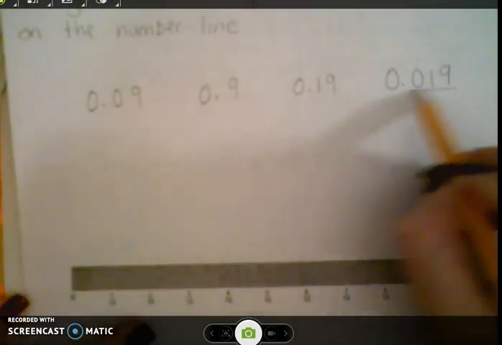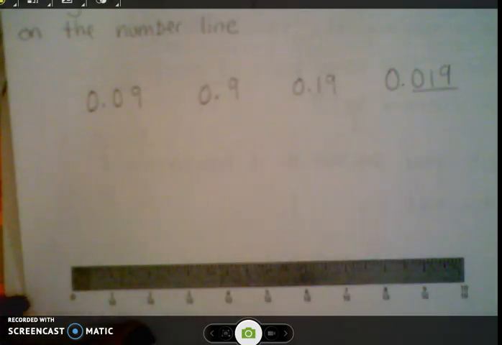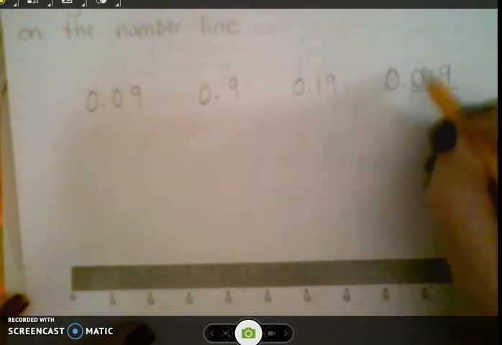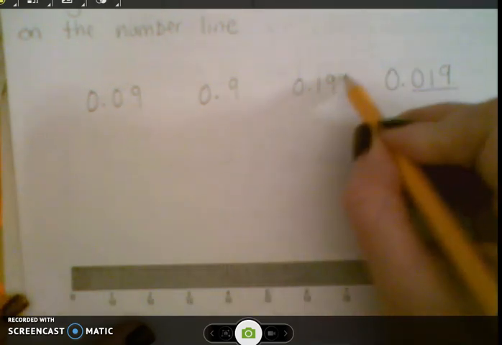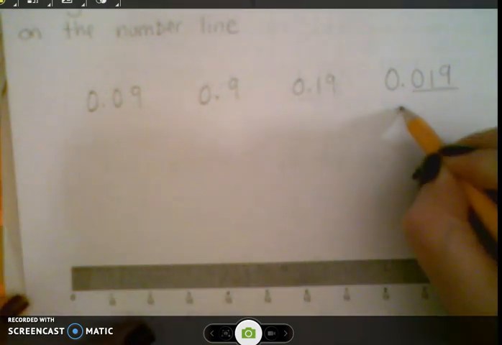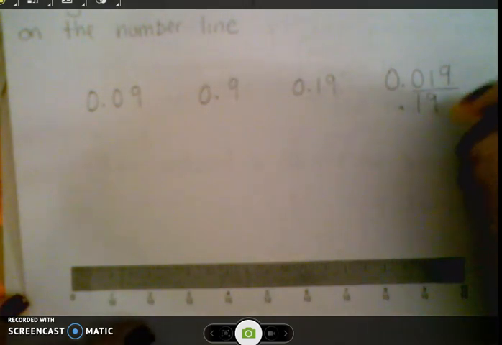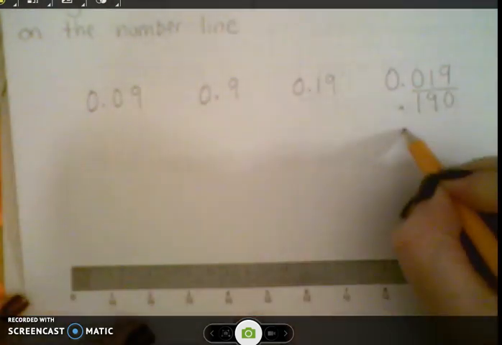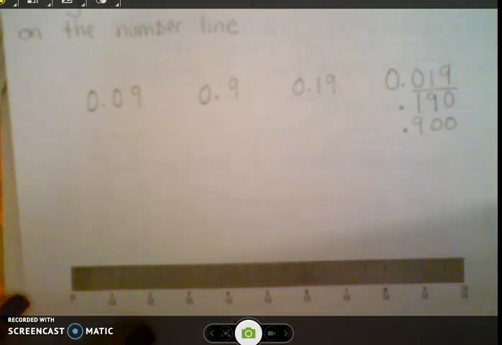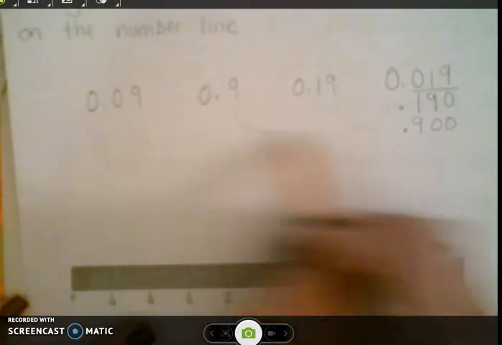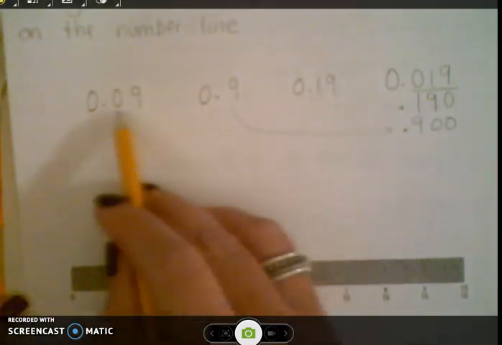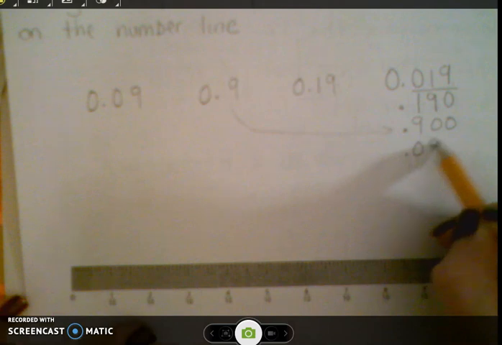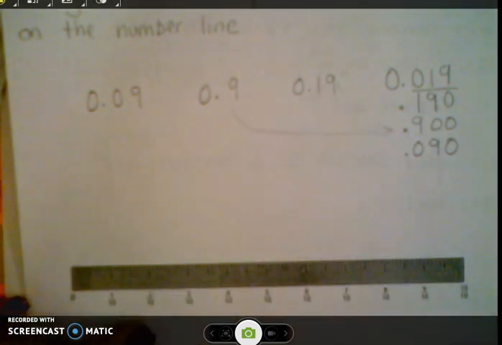It looks like the largest place value we have is thousandths. So I want to make my decimals in the form of thousandths. I'm just going to stack them right here under this one. So this next one, if I add that invisible 0, is 190 thousandths. This one is 900 thousandths. And then this last one, 0.09, is 90 thousandths.